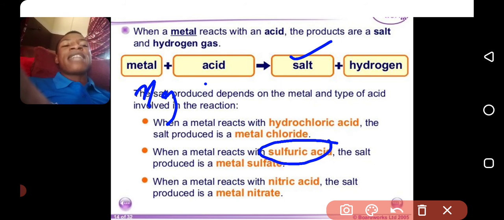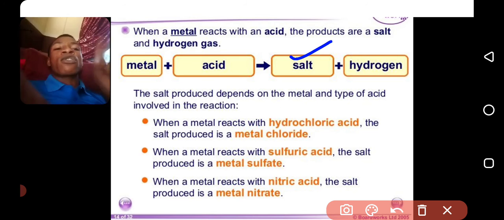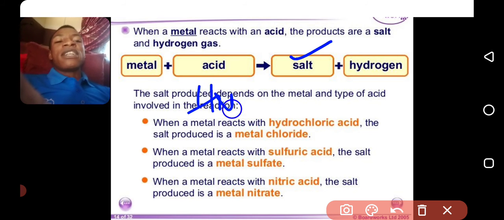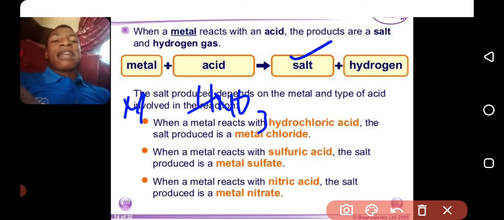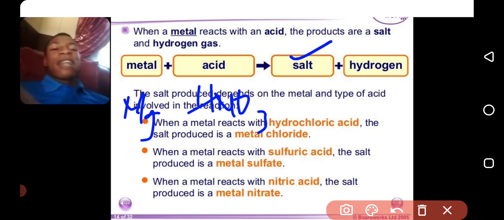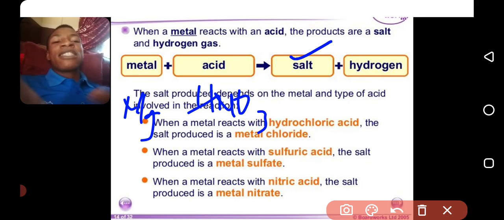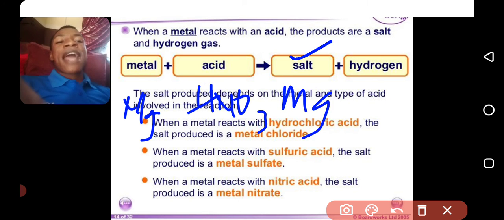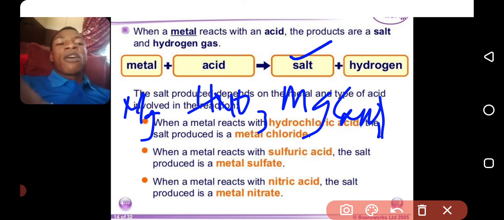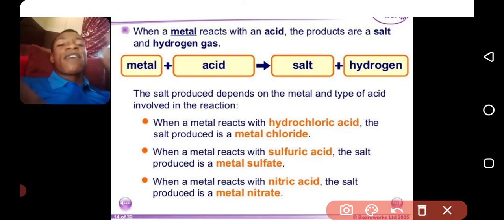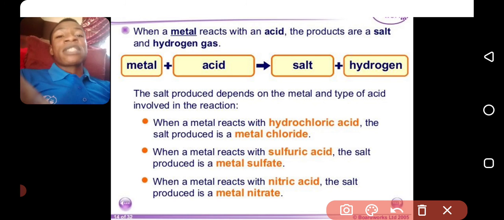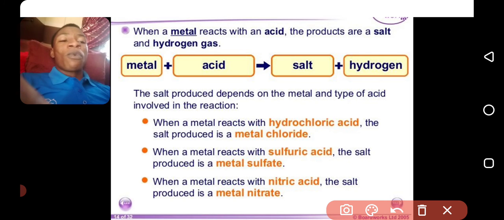Then if I'm using nitric acid, which is trioxonitrate(V) acid, a very, very dilute nitric acid, and I'm adding Mg, then I'm going to get magnesium nitrate, magnesium trioxonitrate(V), plus hydrogen. So take note of that. The kind of acid you use determines the kind of salt that is formed. A salt is any product you get when acid reacts with a base or with a metal.